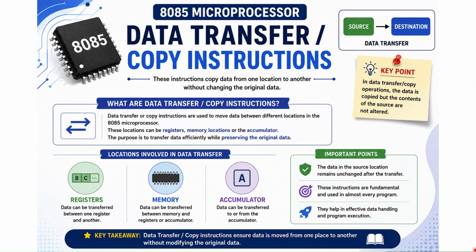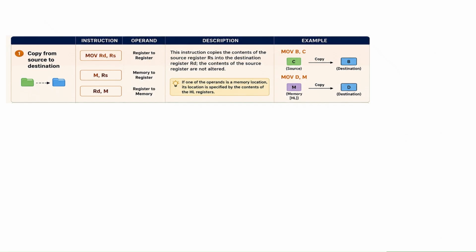So first, what is a data transfer instruction? This instruction is used to move data between different locations in the 8085 microprocessor. The locations involved in this instruction are register, memory, and accumulator. The registers in 8085 are B, C, D, E, H, L. These 6 registers are there for the transfer instruction, and there is another built-in register, the accumulator.